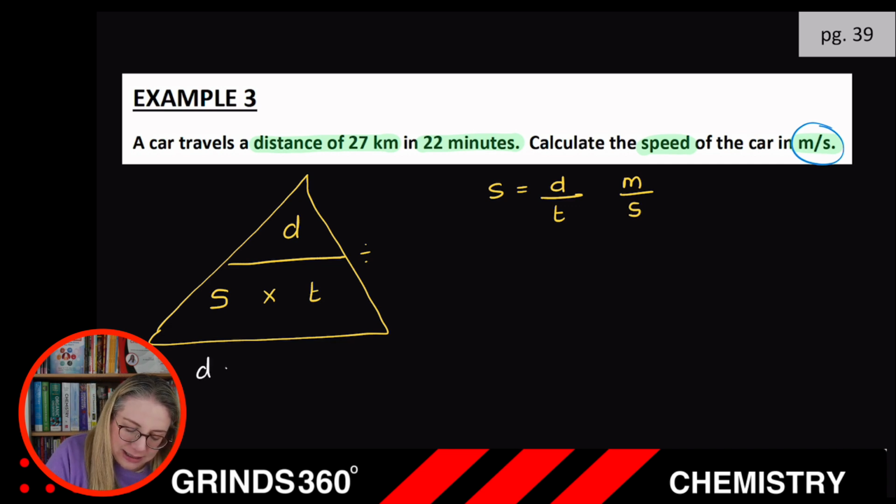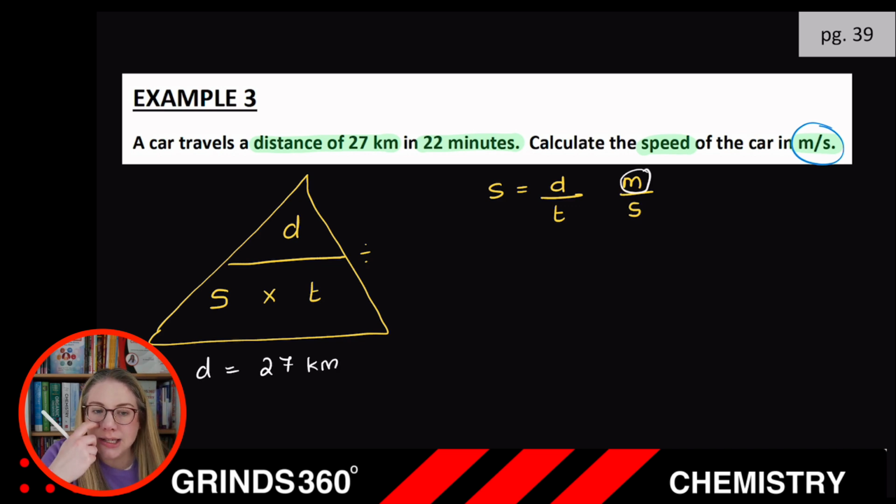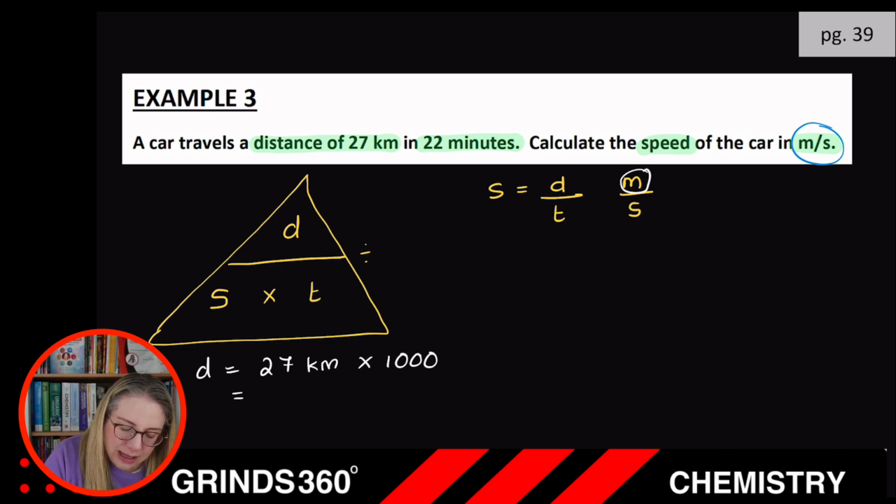So at the minute, the distance is 27 kilometers. We need this in meters. So how do we go from kilometers to meters? We multiply by 1,000. That will give me 27,000 meters. And that's the number that we fill in on top here for the distance.